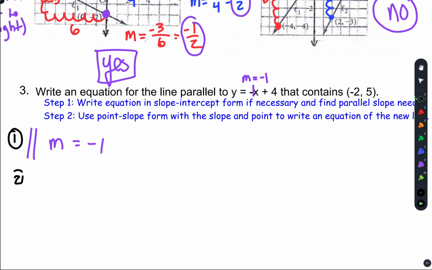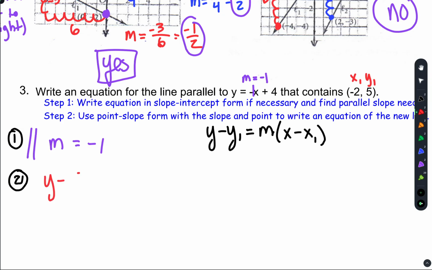Step 2. Now I'm going to use point-slope form. Let me write it down over here if we don't remember it. y minus y1 equals m times x minus x1. My x1 and y1 are going to come from the points that they gave me. m is my slope. Let's plug it in. y minus, y1 is 5. Slope is negative 1. x minus, x1 is negative 2. So minus a negative 2 becomes a plus 2. Any questions there?